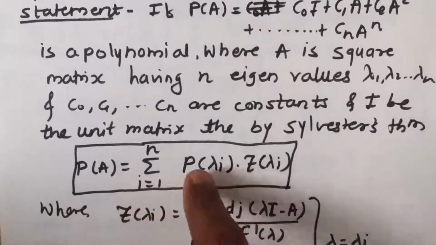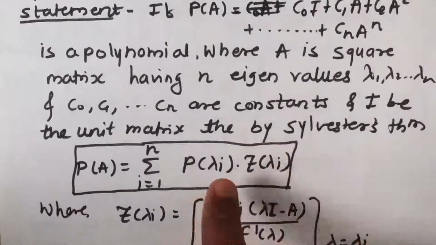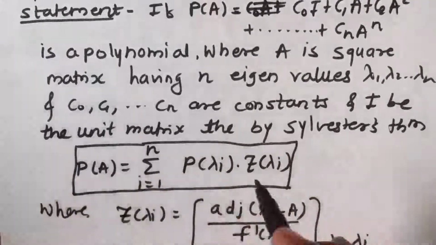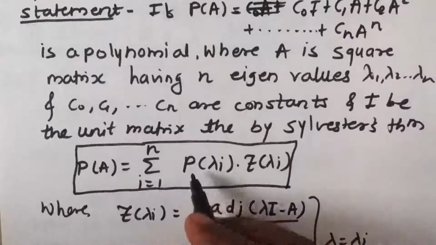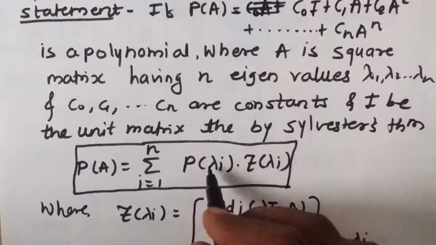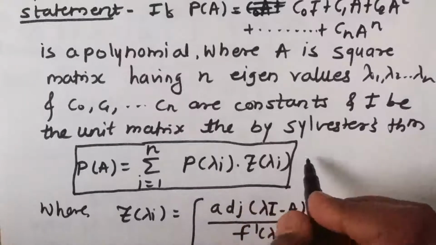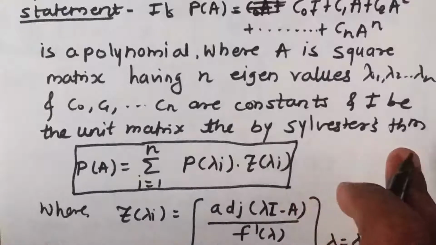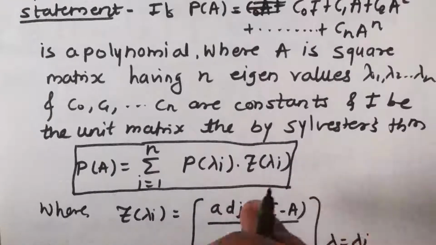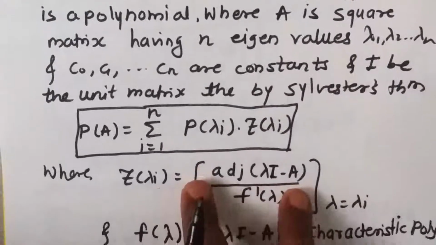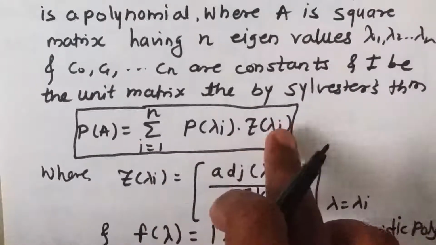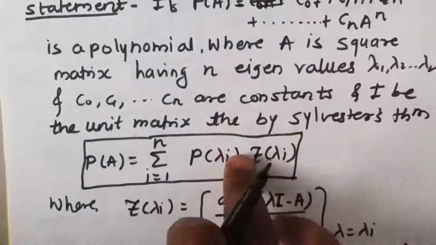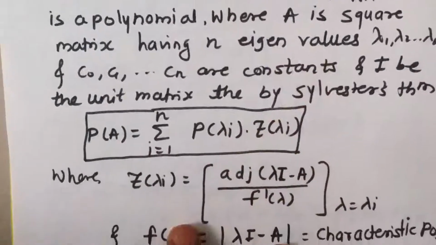Then P of A equals the addition of these n terms: P of lambda 1 into Z of lambda 1, plus, for I equal to 2, P of lambda 2 into Z of lambda 2, plus dot dot dot up to P of lambda n into Z of lambda n. Now, what is the meaning of P of lambda I? You know P of A is this function; if you put in that lambda, you'll get the value of P of lambda I.